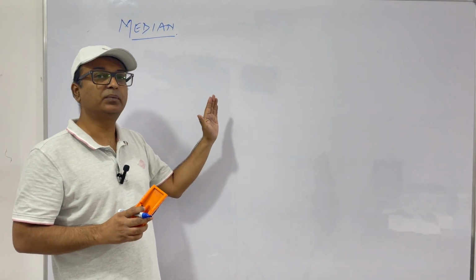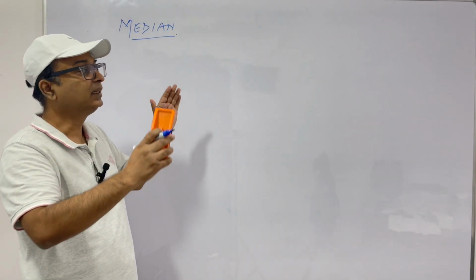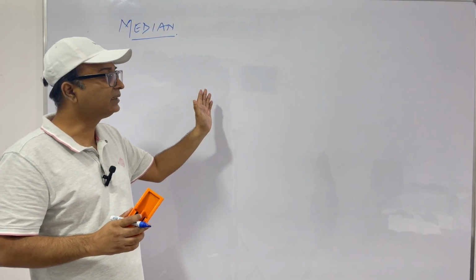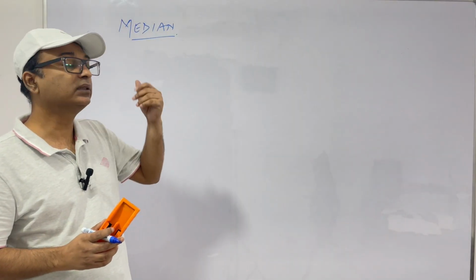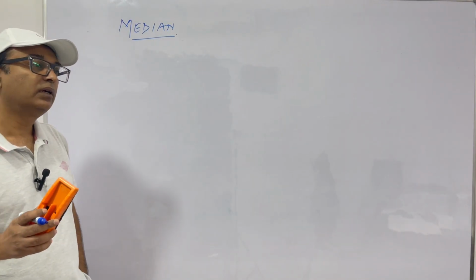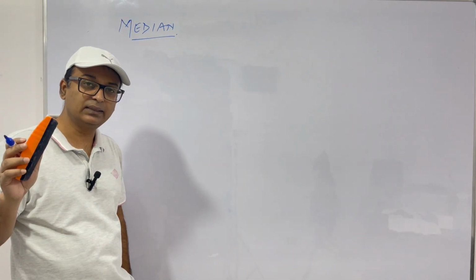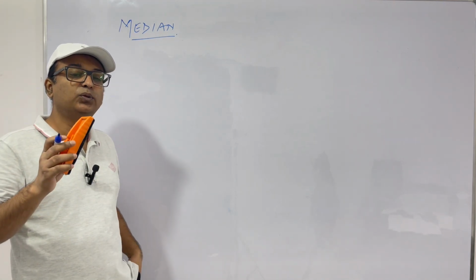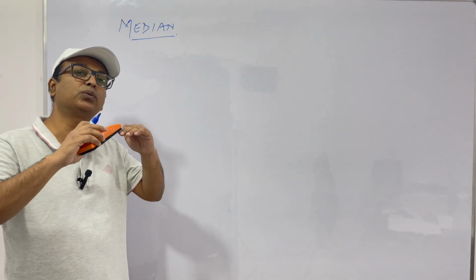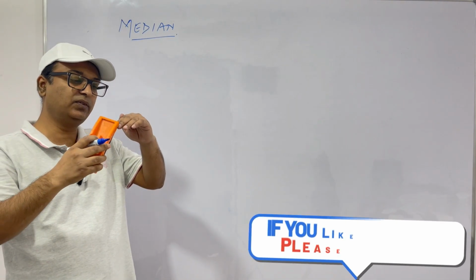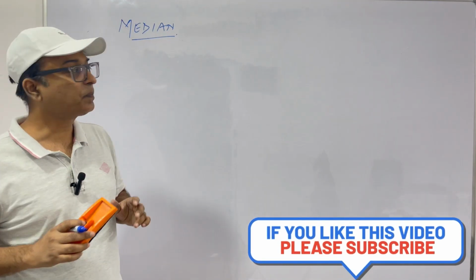So the value of the variable which is in the middle of the distribution of this data, the value which divides the data into two equal halves, is the median. What is the meaning of this? Let's say I say the median of the marks obtained by the students in class 10th is 65. So by this value, you know that 50% of students have scored higher than 65 and 50% of students have scored less than 65. So this is median.